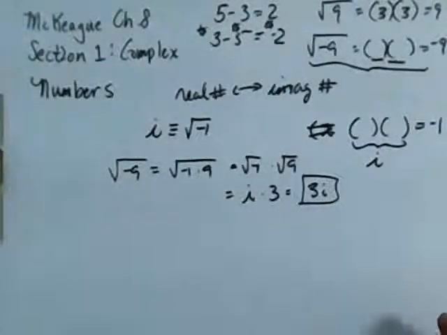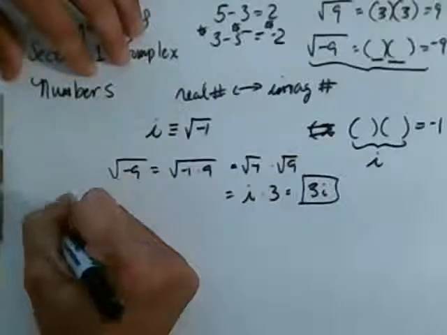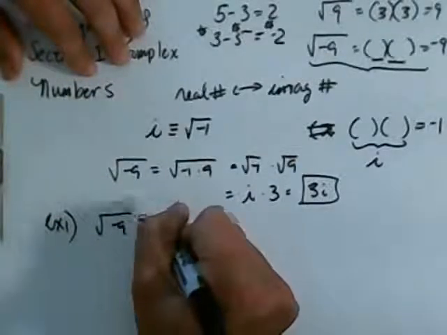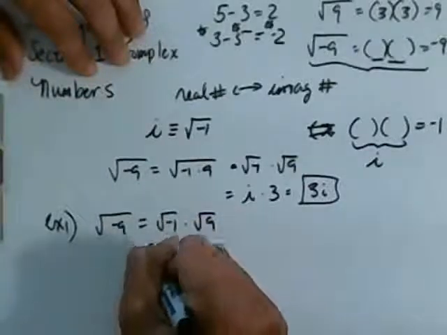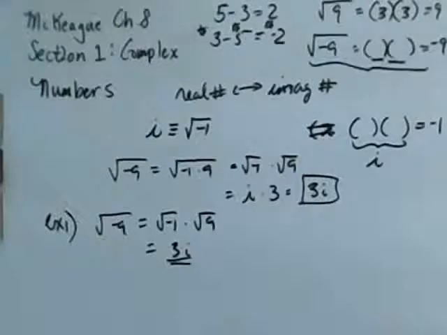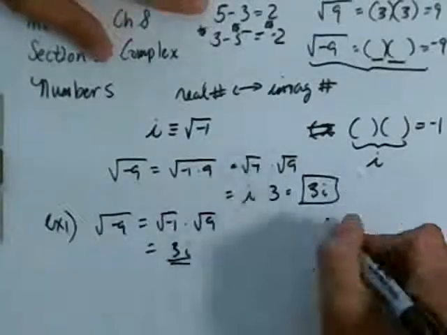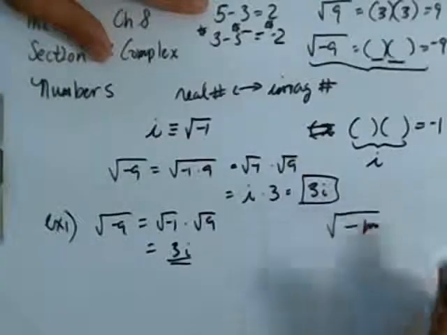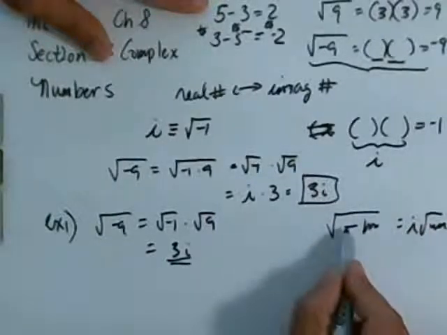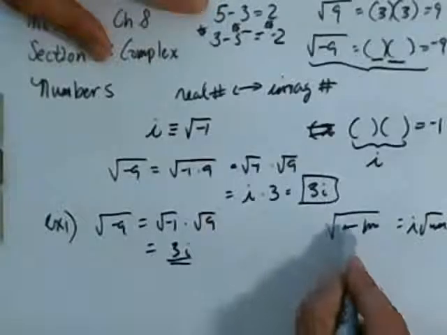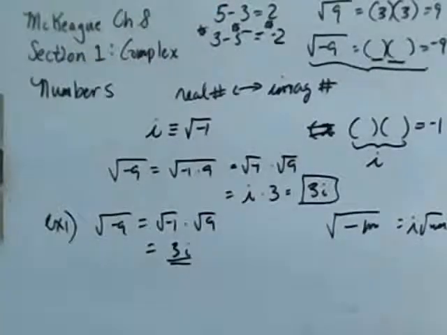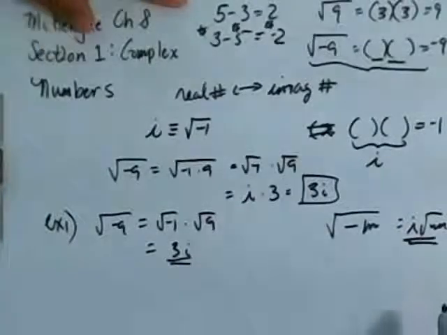So let's look at some of the problems. Example number 1. What's the square root of negative 9? That's the same thing as square root of negative 1 times the square root of 9, which is equal to 3i. We just did that. Pretty simple. A shortcut for square root of a negative number, whatever it is, just go i times the square root of that number. So you're taking the negative out of the radical, to make it an i. And that's the shortcut. We're going to use this shortcut quite a bit.